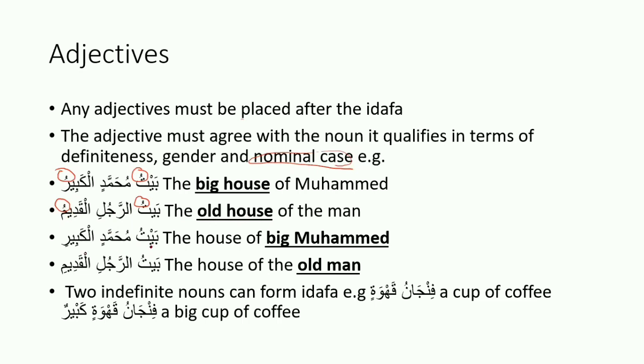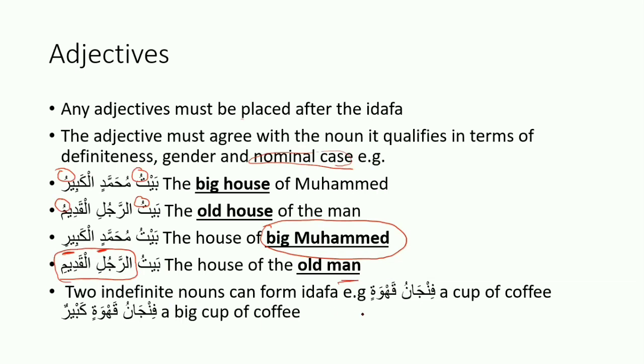And another example, Baytu Muhammadil al-Kabiri. Here al-Kabir has a kasra, so it's in genitive state. And because of that, we know it's the adjective of Muhammad. So it becomes the house of big Muhammad. Similarly, Baytur Rajuli al-Kadimi. Al-Kadim is the adjective of Rajul because both are genitive. The house of the old man.